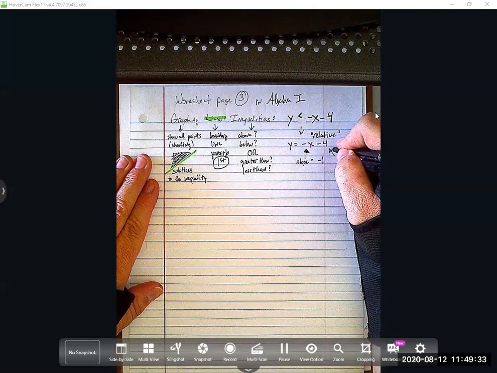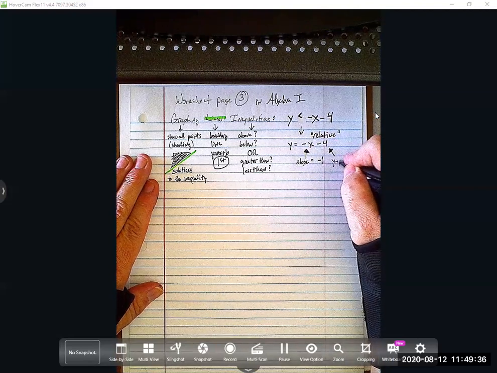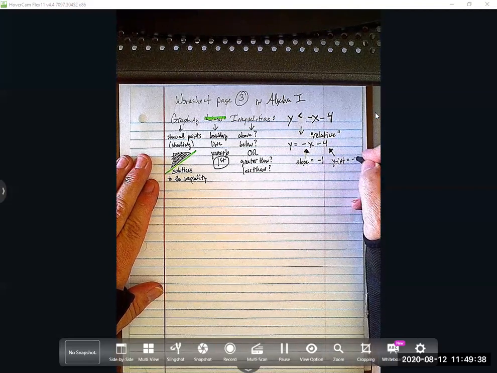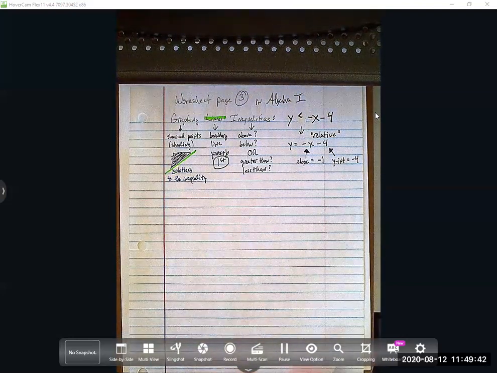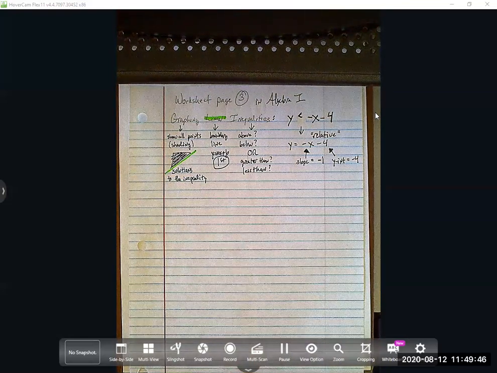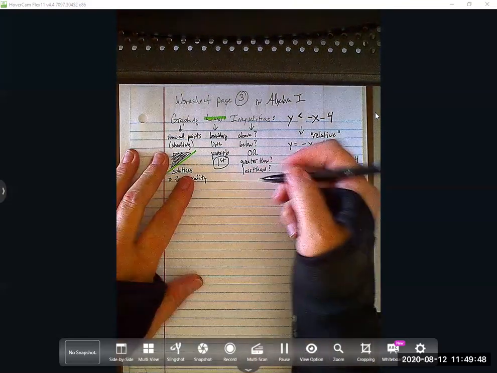And then our y-intercept is going to be negative 4. All right, so we're going to graph our line using that slope and that intercept. We always start with the intercept because it's our starting point. It's like our home base, if you will.